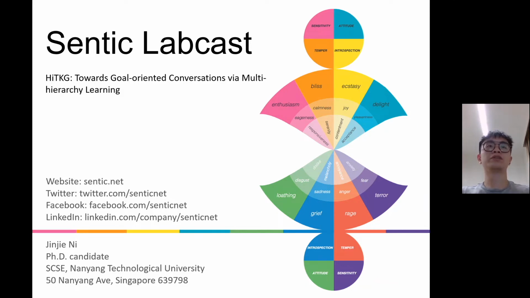It's called HiTKG. This model is able to reason over the dialogue and knowledge graph like human beings.